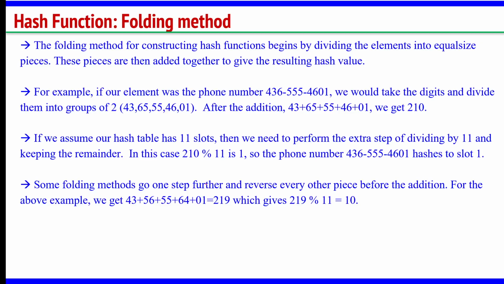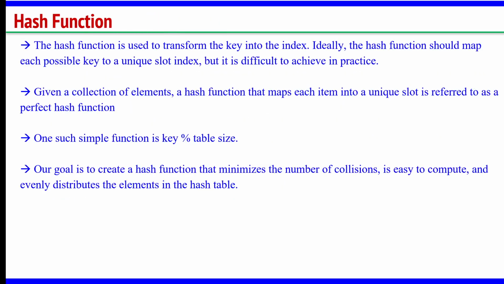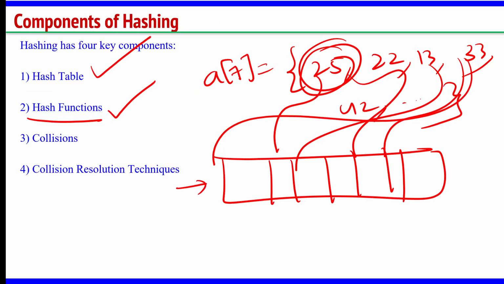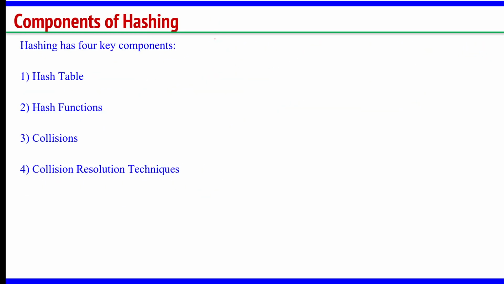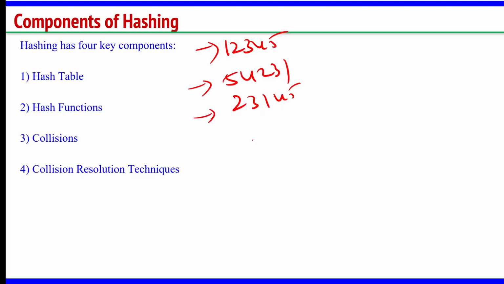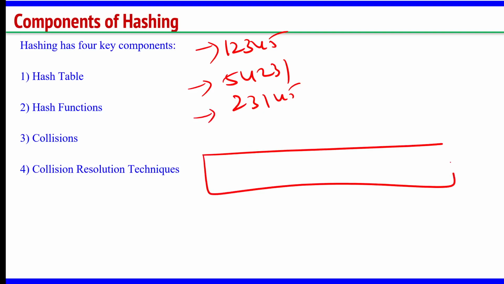What is this folding method? Let us understand. Here I will take an example. You want to store some numbers like this: 1 2 3 4 5, 5 4 2 3 1, 2 3 1 4 5. There are some integer numbers, and I want to store them in a hash table. Okay, I want to store them in a hash table.